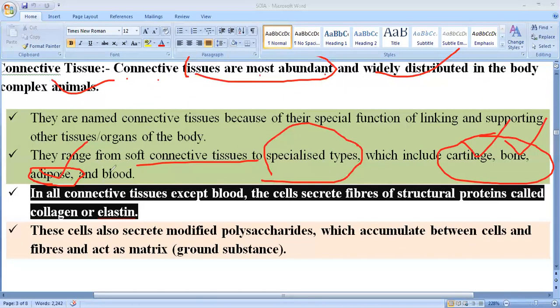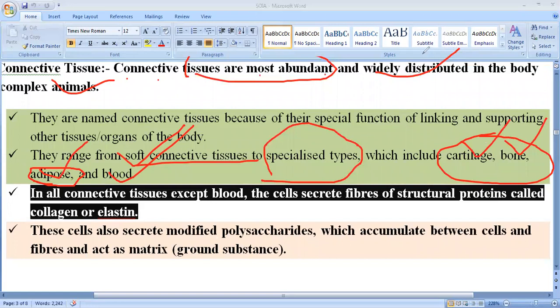And next is the fluid connective tissue, that is the blood or lymph. They are considered as a fluid connective tissue. So their range, if you see, is from soft to hard. From soft, because bone is the hard, and here that means adipose as well as areolar. So this is the soft connective tissue. Clear?